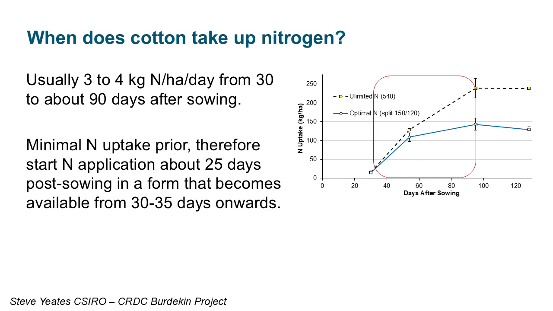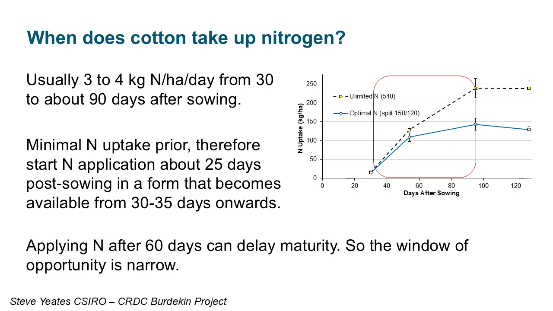If we think about when we might apply nitrogen to take advantage of these uptake patterns and rates, it would suggest that nitrogen fertiliser would be best applied at around 25 days after sowing so that it can convert and become available to the crop from 30 to 35 days onwards. He also found, though, that applying fertiliser after 60 days could delay maturity. So the window of opportunity is somewhat narrow, and it doesn't suggest that all of that fertiliser needs to be applied on day 25, but you sort of have a window from about 25 days after sowing to about 60 days after sowing to get the targeted amount of nitrogen applied to that field in a plant available form so the plant can make use of it during this key period.